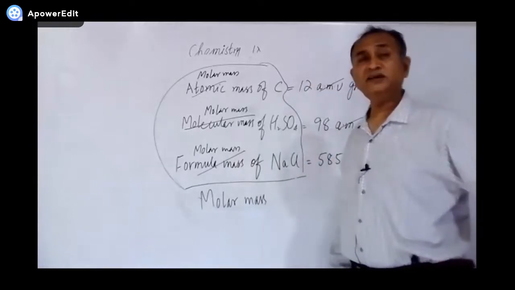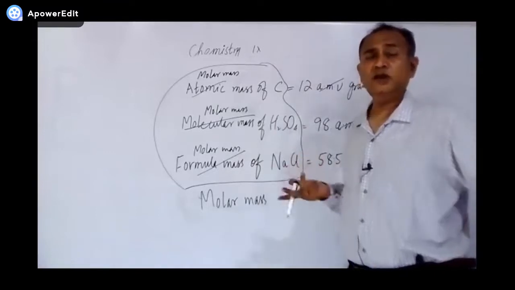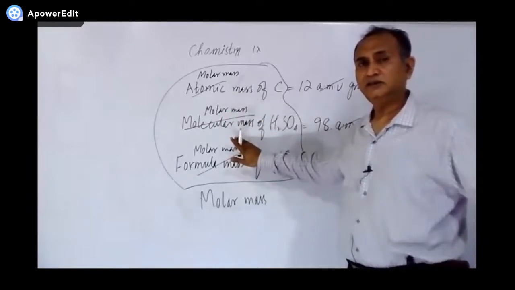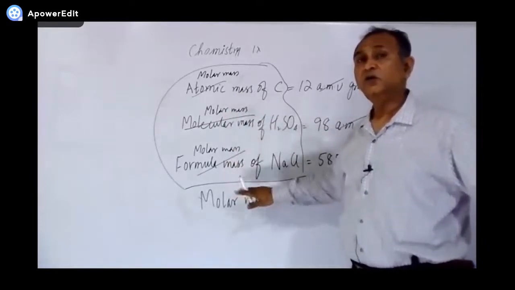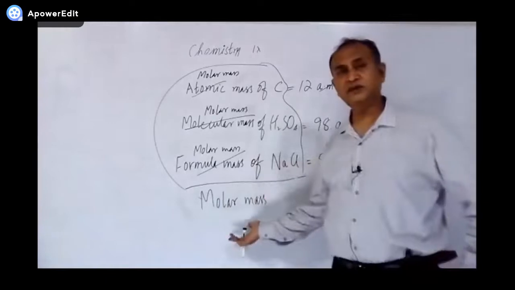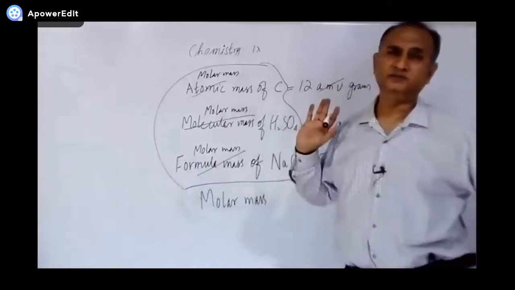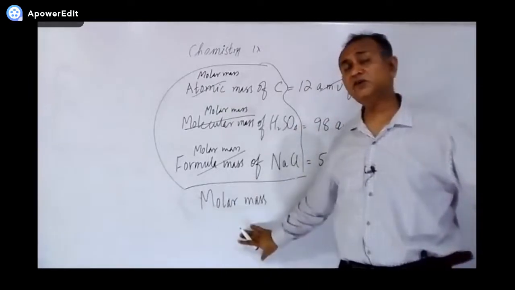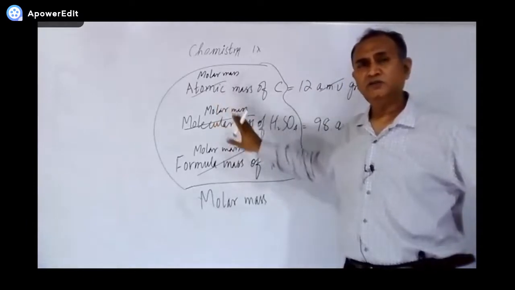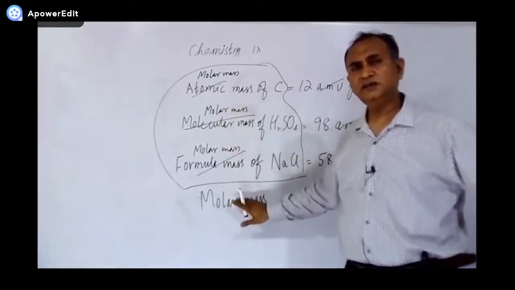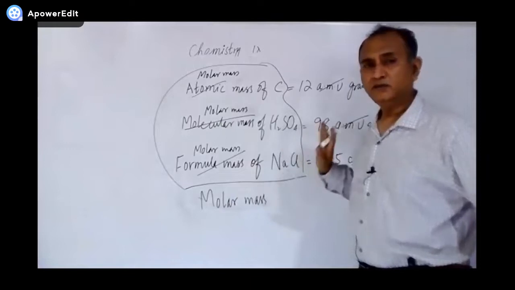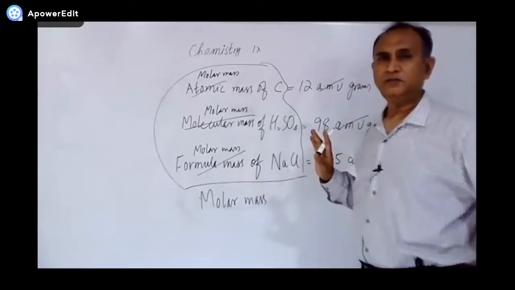So what is the definition of molar mass? Atomic mass, molecular mass, formula mass, when written in grams, is called its molar mass. Molar mass means in grams. I repeat, what is the definition of molar mass? You can see in your book that if you express atomic mass, molecular mass, or formula mass in terms of gram, it will be called molar mass. Okay?